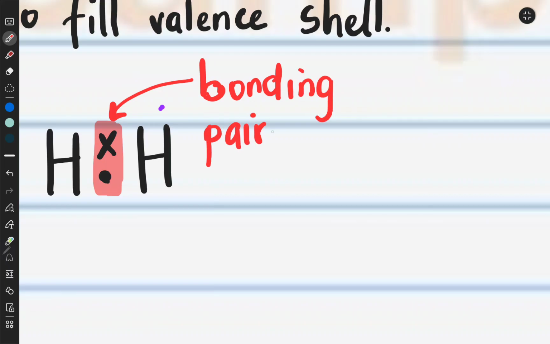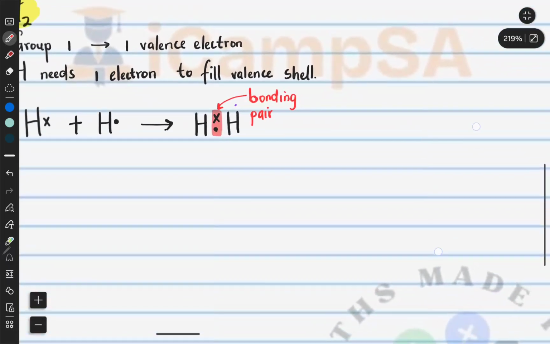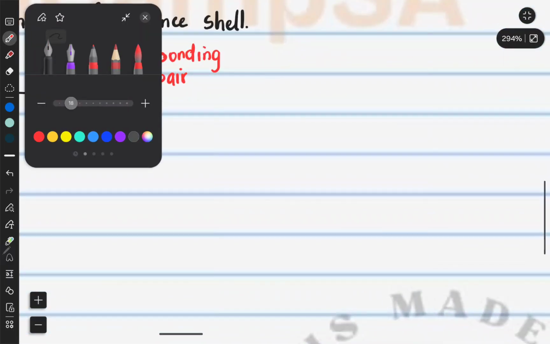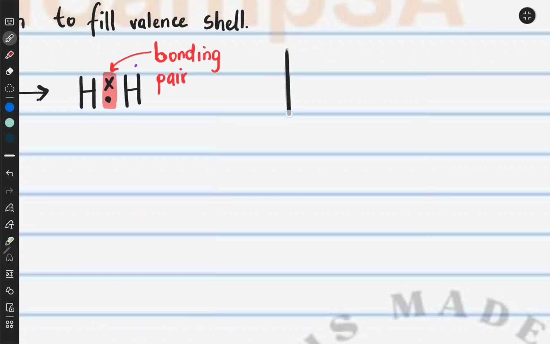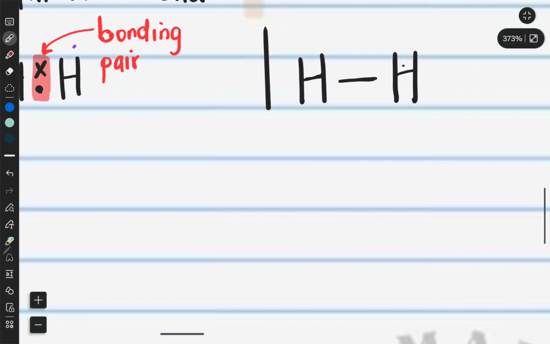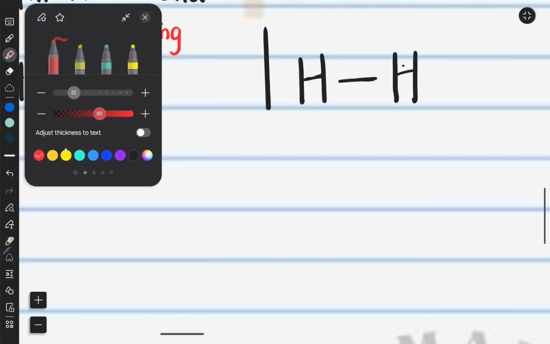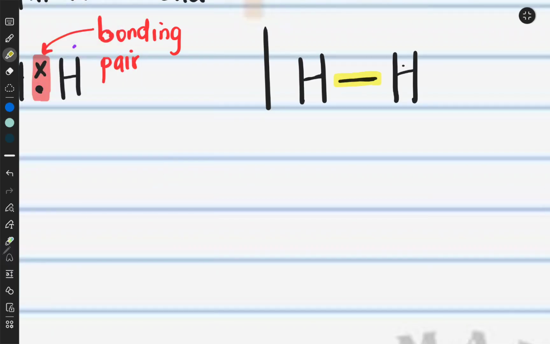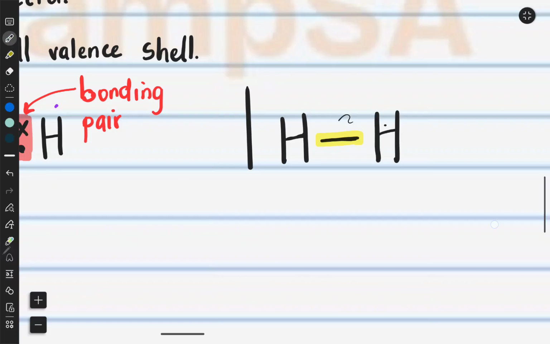But lone pairs are nowhere to be found. Since there's only one bonding pair, the hydrogen gas molecule will have a single bond, represented by just one line between these two hydrogen atoms.